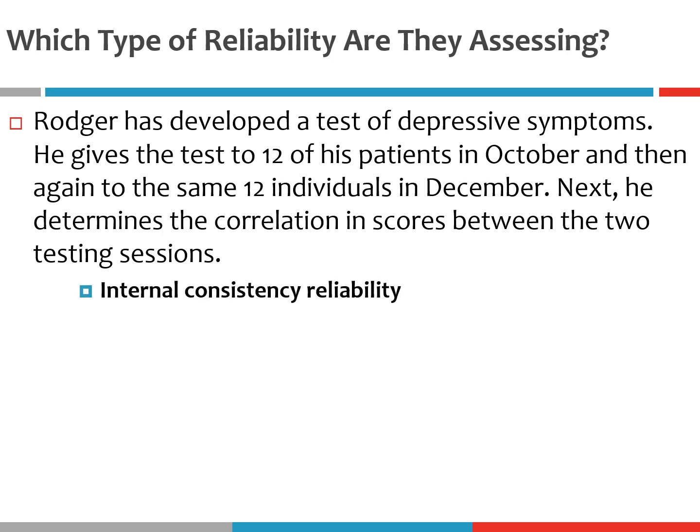So is this internal consistency? Well, no, because there's actually someone taking the scale twice. They're taking it in October and the same scale again in December. And we're not looking at if the items in the scale are related. We're looking at if the two tests taken a few months apart are related. So it can't be internal consistency.